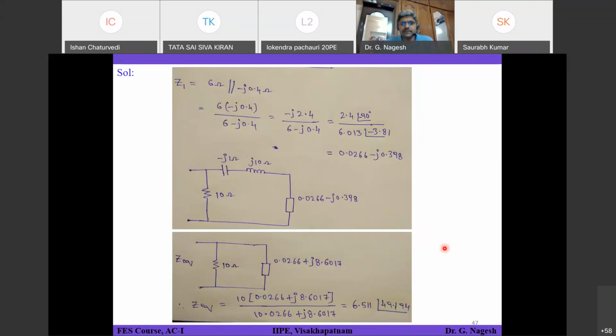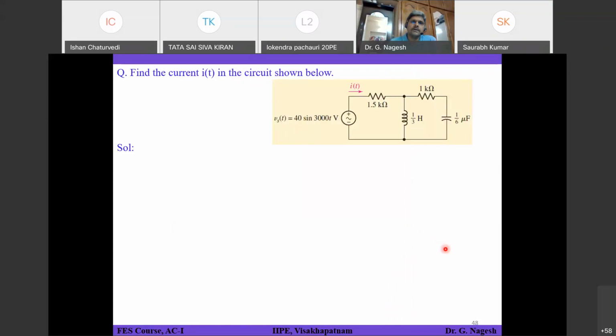So everything is similar to your DC circuit case only. The only thing is you are going to deal with complex numbers here, rectangular form or polar form, which is impedance. Next we will try to find out the current in this circuit.